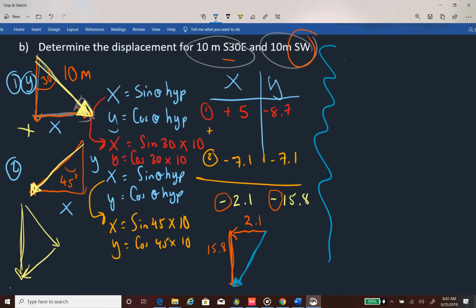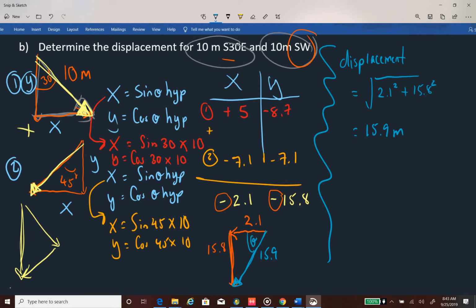So what is my displacement then? I'm going to use the sum of the squares. My displacement is going to be the square root of the sum of 2.1 squared and 15.8 squared. Obviously, the negative signs are irrelevant because that's just my direction. That's not going to change my displacement. So this is my hypotenuse. What is it? 15.9. So there's my displacement, 15.9.